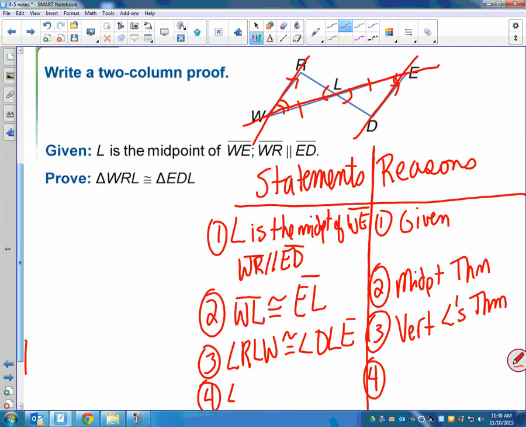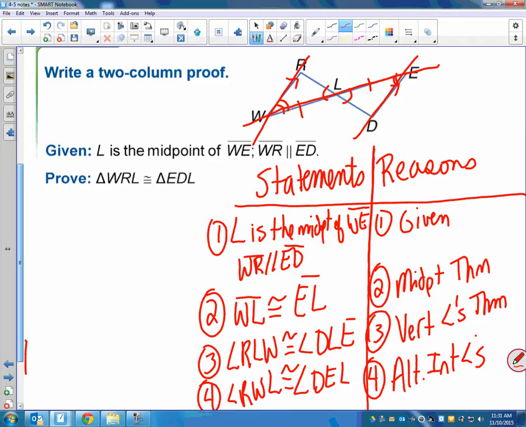Angle RWL is congruent to angle DEL. And what am I going to say is my reasoning? Alternate interior angles theorem.